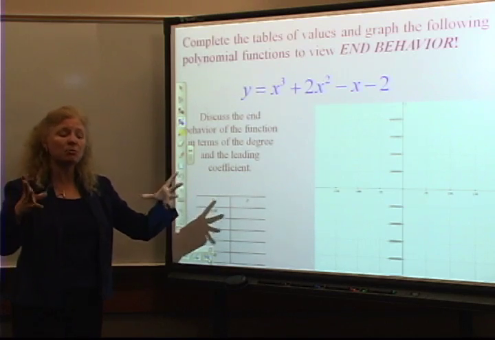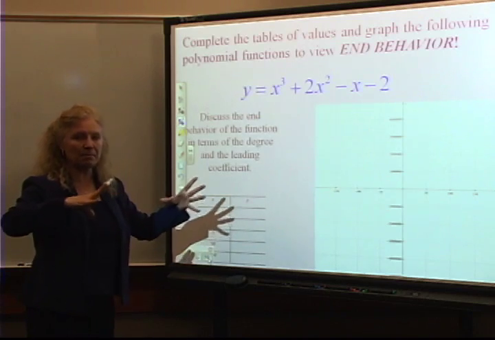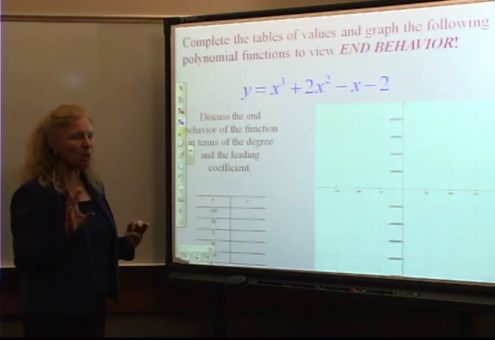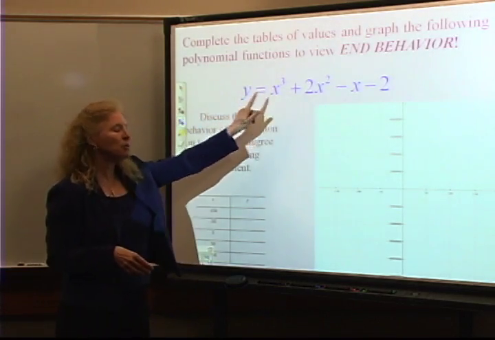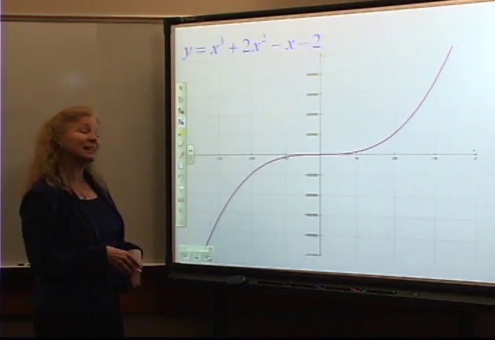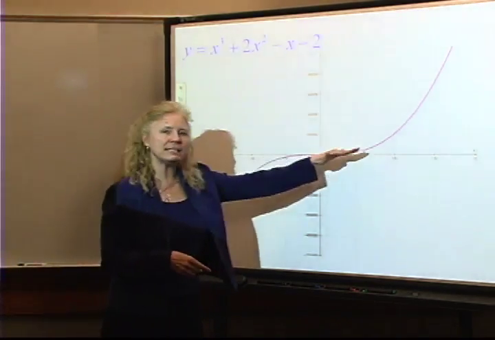It's like you were out on the moon and you're looking back at it. All you see is the really big stuff. You don't see the small details in it, okay? So for this particular cubic equation, when we look at the end behavior, this is the graph that we see.